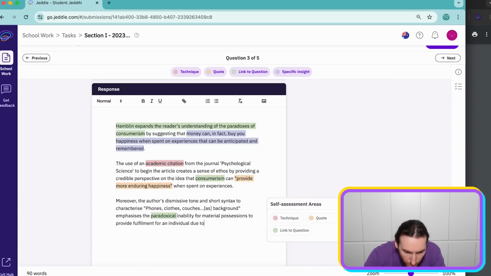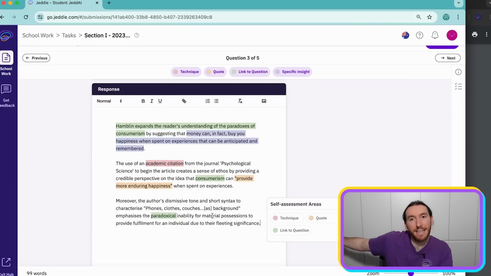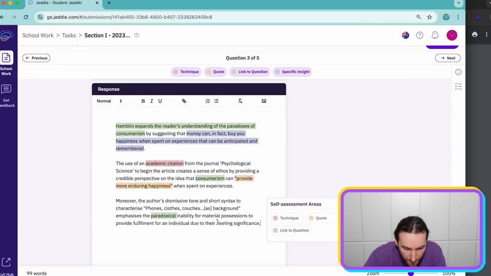Right? Due to their kind of fleeting significance. They're fleeting, okay. Because they just become background. It's fleeting into the background, fading into the background. Fading significance, either would be fine. So they have this inability for material possessions to provide fulfillment for an individual due to, why is that?